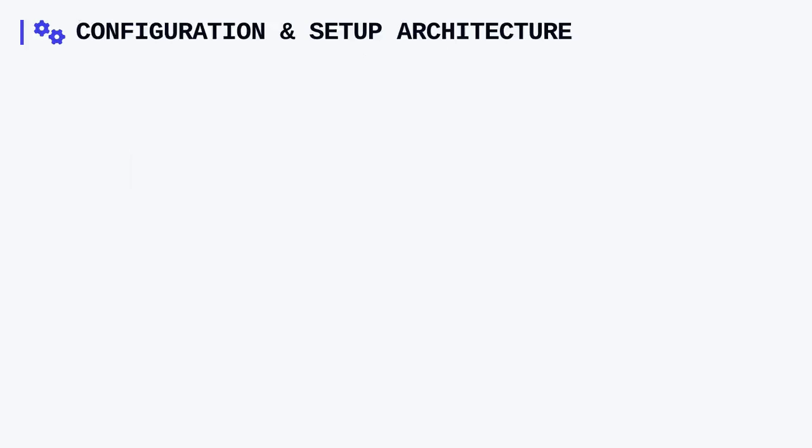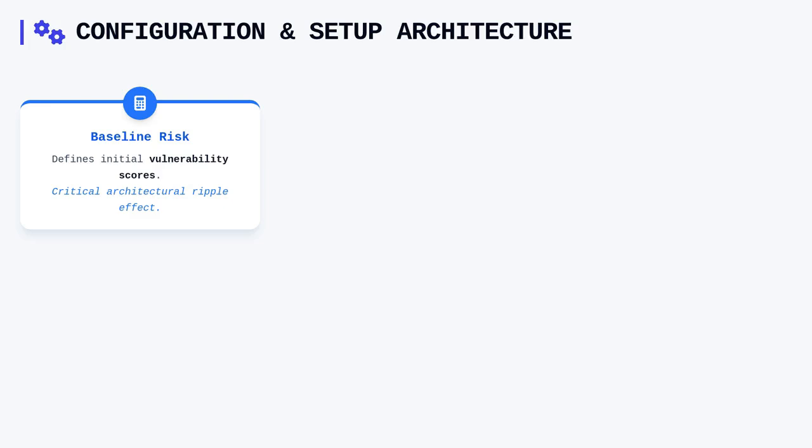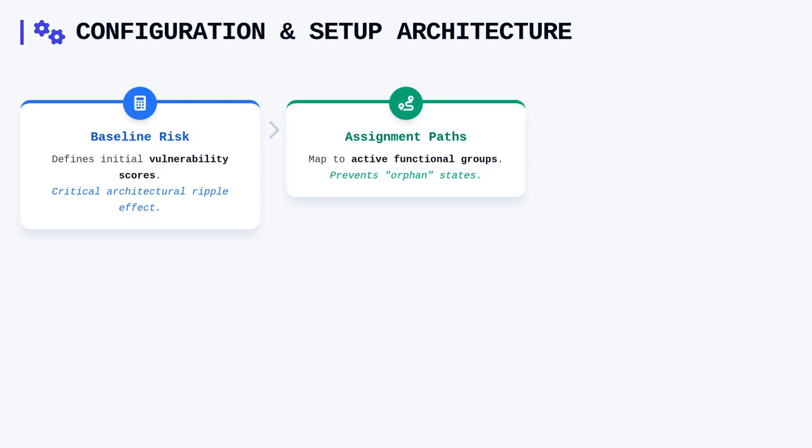During the configuration process, you define baseline risk calculators that determine the initial score of a detected vulnerability. This is a critical architectural decision because these calculations ripple through your entire remediation lifecycle. You must ensure that the assignment paths are mapped to active, functional groups within your instance to prevent orphans from staying in a new state indefinitely.